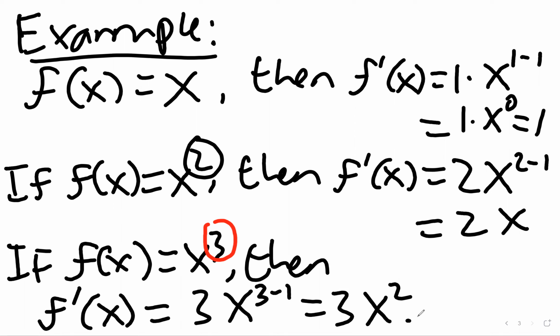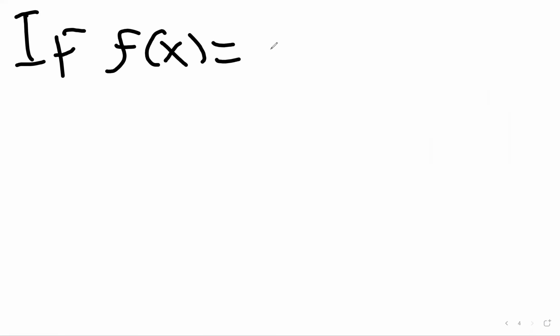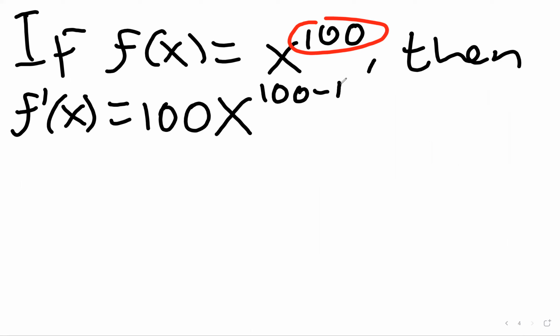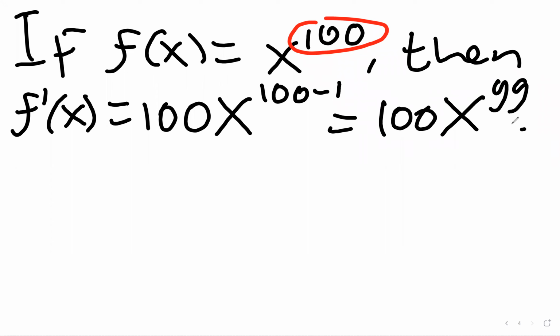May I repeat, for example, if f of x is x to the power n, where n is quite large, for example x to the power 100, then f prime of x equals 100, which comes from the power, times x to the power 100 minus 1, and that will be 100x to the power 99. Okay, so that's the power rule.